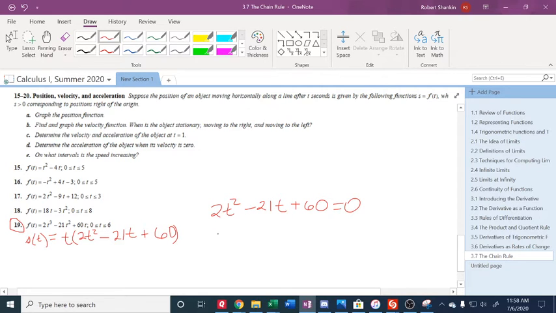And so we use the quadratic formula. Negative b plus or minus the square root of b squared. Now 21 squared, it's always going to be positive.